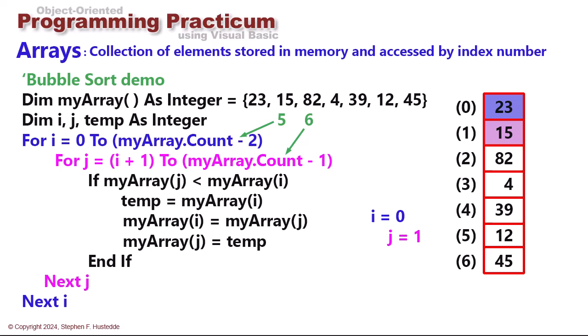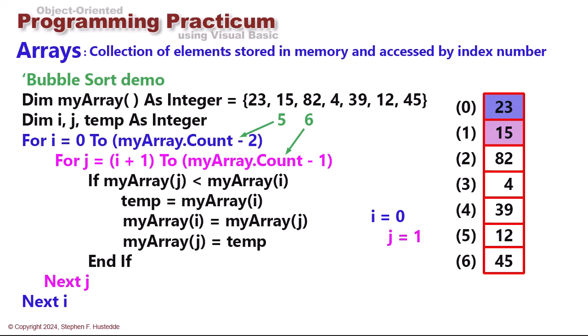Inside that then is a nested loop of for j is my counter equals i plus 1. I'm going to go whatever is i and go to the next element after that. So as i is 0, j will start with 1. If i is 1, j will start with 2. If i is 2, j will start with 3, and so forth. And the j loop goes all the way to the last element of myArray.count minus 1. In this case, that'd be the 45, or element 6. 7 minus 1 is 6.